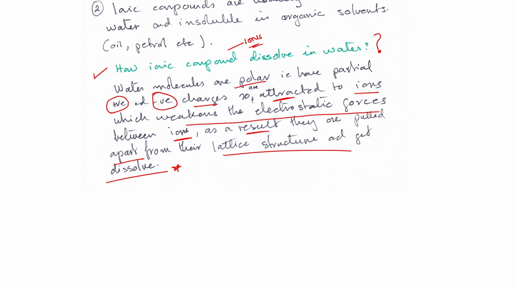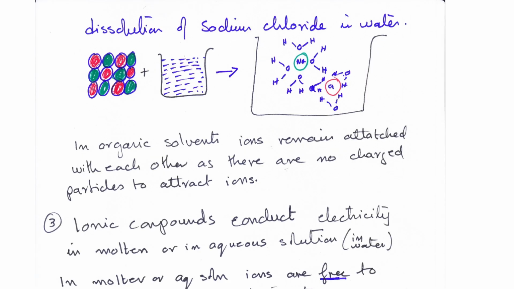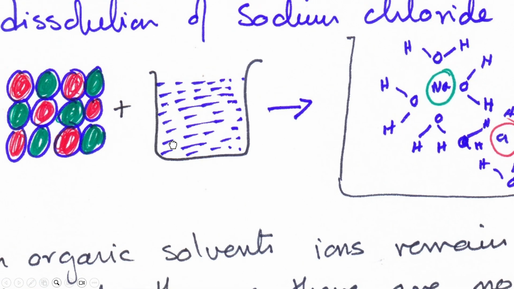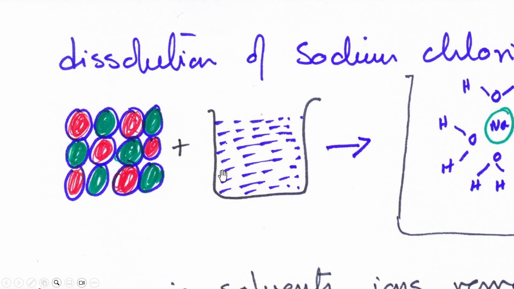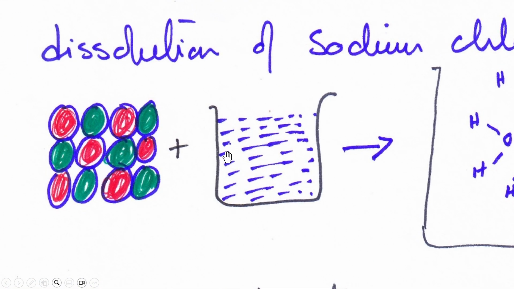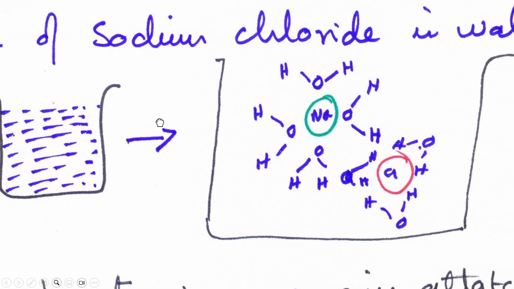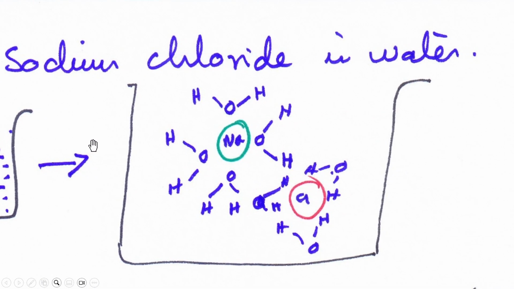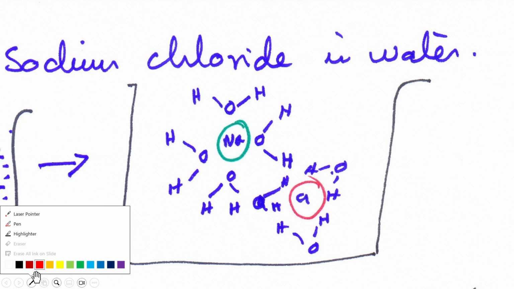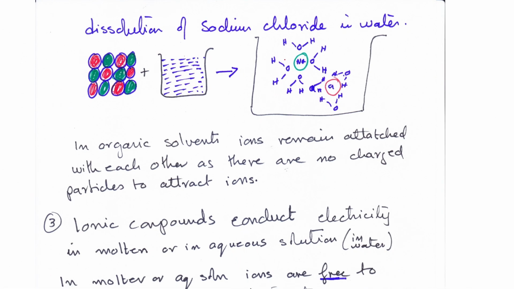I have drawn a diagram of dissolution of sodium chloride in water. You can see that on the left-hand side I have drawn sodium chloride ions held together tightly with each other. When we are dissolving sodium chloride in water, the sodium ion is surrounded by water molecules with oxygen pointing towards sodium, and the chloride ion is surrounded by water molecules with hydrogen atoms pointing towards chloride.